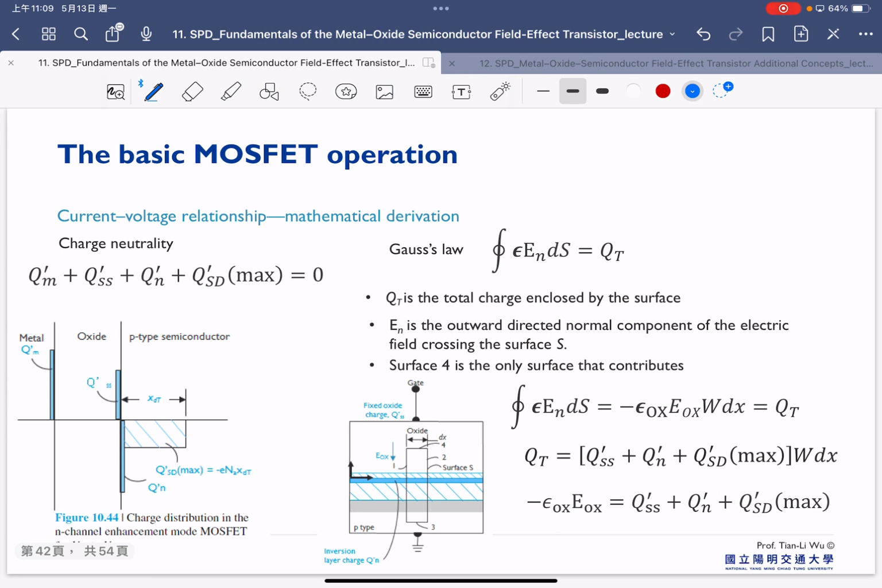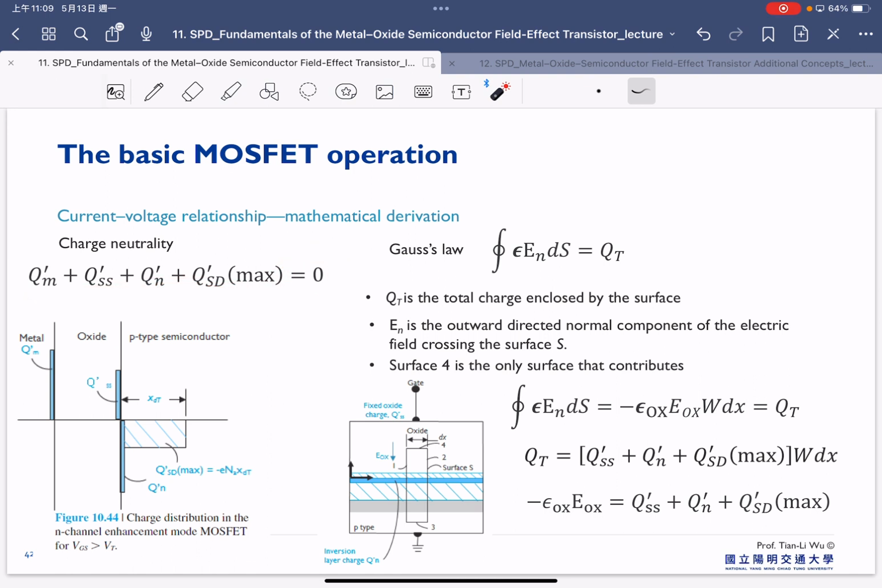And first, we still have to go back to the charge neutrality here. This is the charge distribution in the N-channel enhancement mode MOSFET in the case where the gate voltage is larger than the threshold voltage. So we have the charge on the gate side, we have the fixed oxide charge, we have the inversion charge, and we have the depletion region charge. These four kinds of charge sum to 0, because of charge neutrality here.